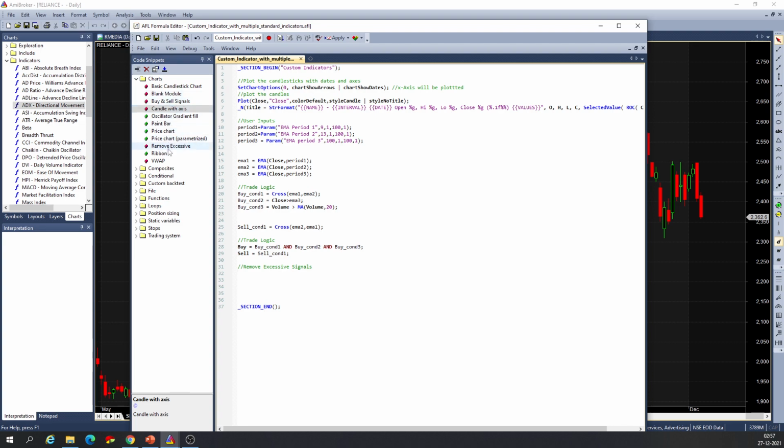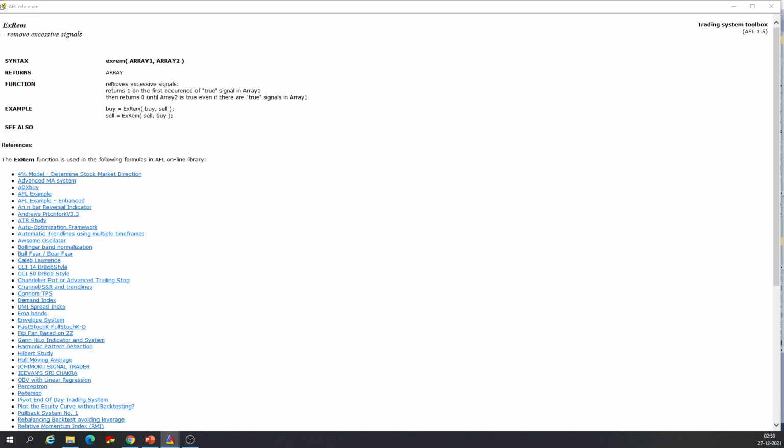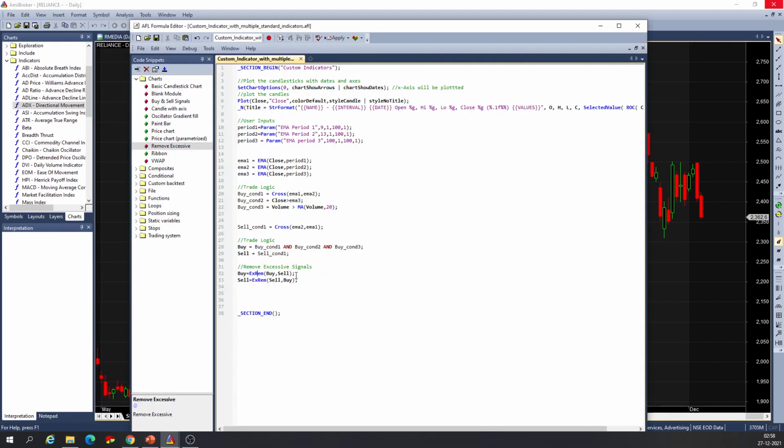And we have a code snippet here. This is using the xrem function. So xrem, if you see the help, is going to remove your excessive signals. So you can go through the AFL reference for xrem in order to get more information.